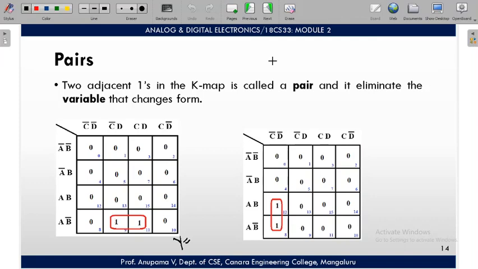A set of adjacent ones is called a group. Various groups that can be formed in a Karnaugh map are pairs, quads and octets. Now let us see what a pair is. Two adjacent ones in the Karnaugh map is called a pair and it eliminates the variable that changes its form. A pair eliminates a single variable and its complement.